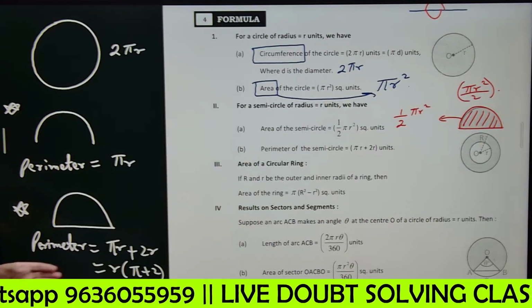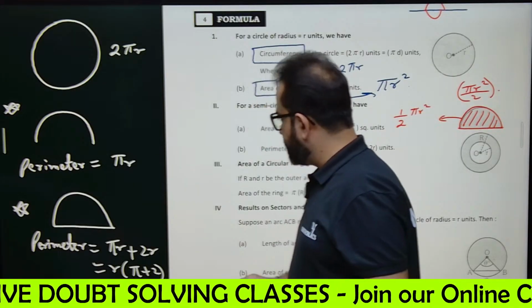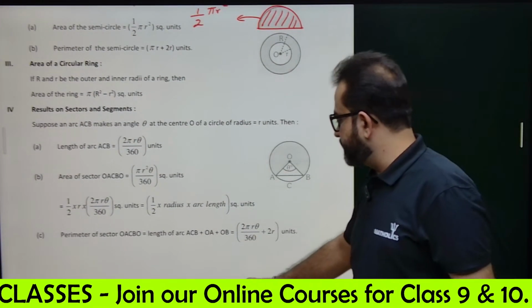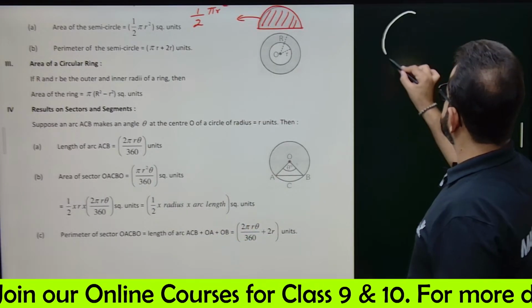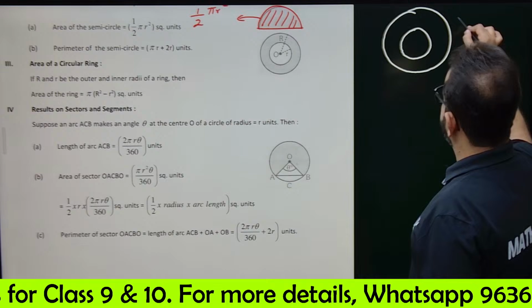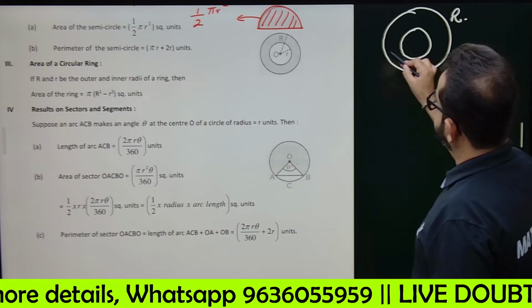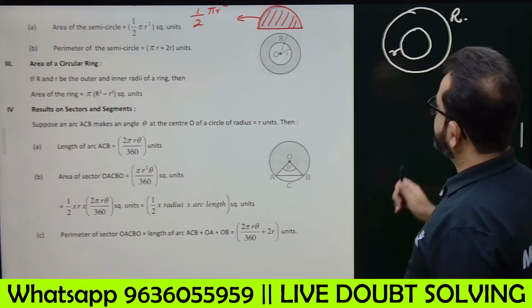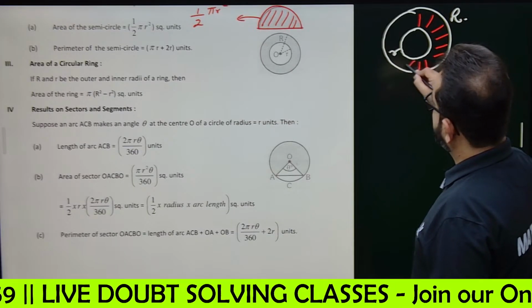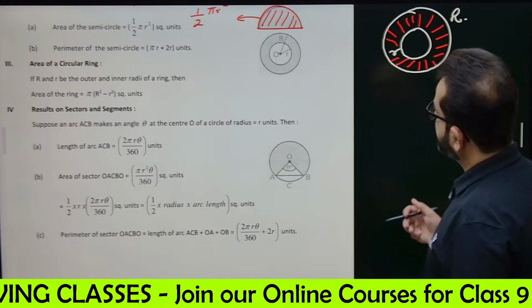Okay, so this was this. Now, area of a circular ring. Can anyone tell me? I'm removing all this part. Area of a circular ring. See, if this is a circle and this is a smaller circle, the outside bigger circle's radius is capital R, the smaller circle's radius is small r. So what will be the area of this ring? Can anyone tell me?